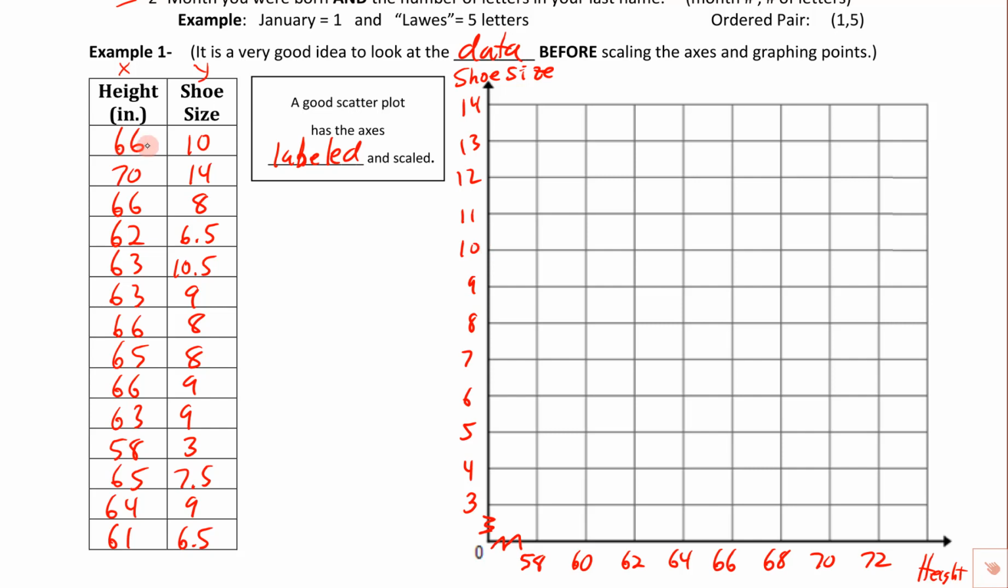So let's do 66 inches in height and a shoe size of 10. So 66 and 10 would be a point right there. So we've got the first one taken care of. So I'm just going to put a check mark by that so I know I've got it done.